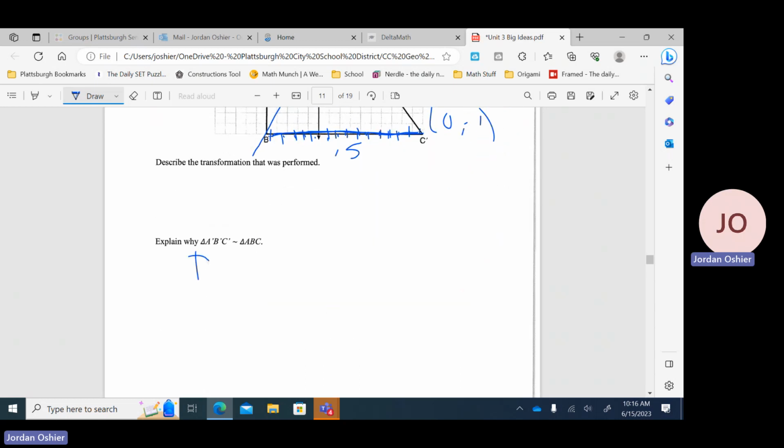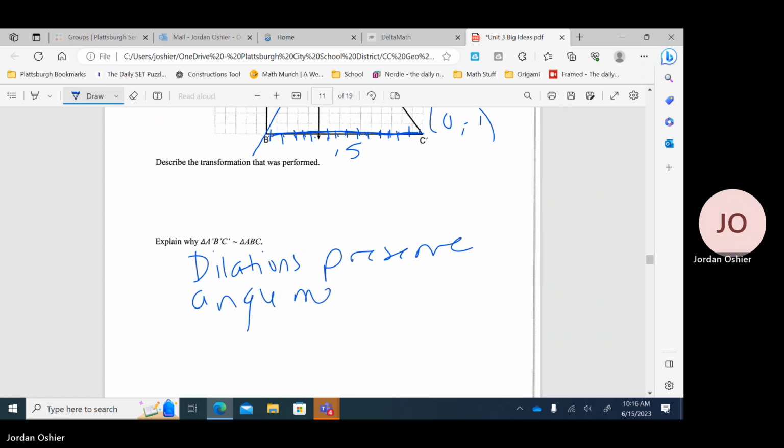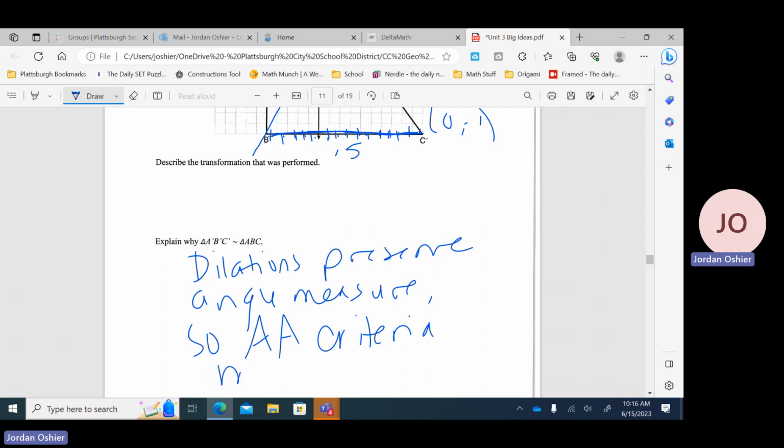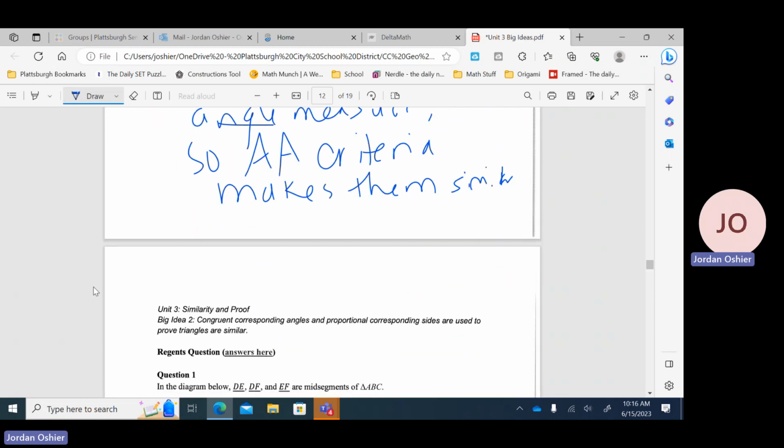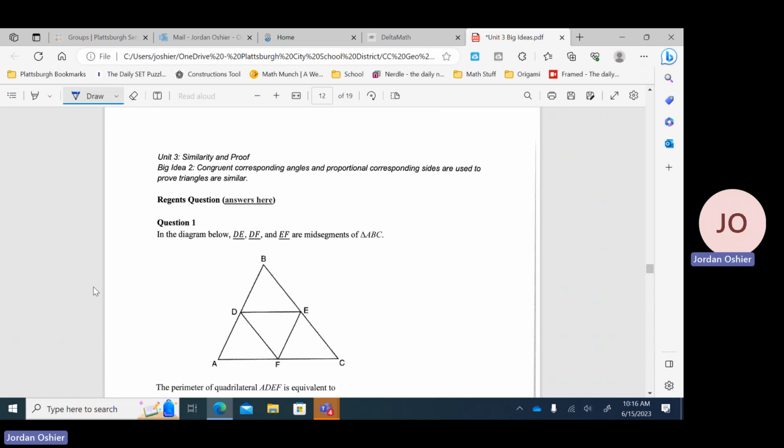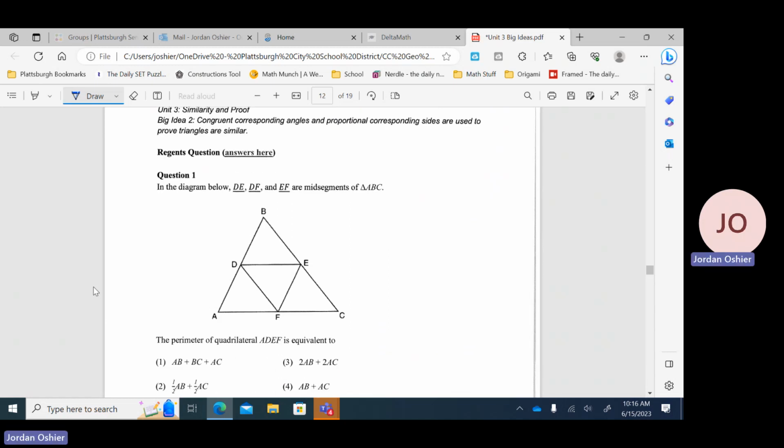Explain why they're similar. Dilations preserve angle measure. So angle criteria makes them similar, would work. I probably could have written that nicer, but hopefully you get my point. You need to not only say that the dilations keep the angle measure the same, but you also have to connect that to why that makes them similar, because angle is one of the reasons why things can be similar. It's a criteria. All right, moving on to the next part of this.